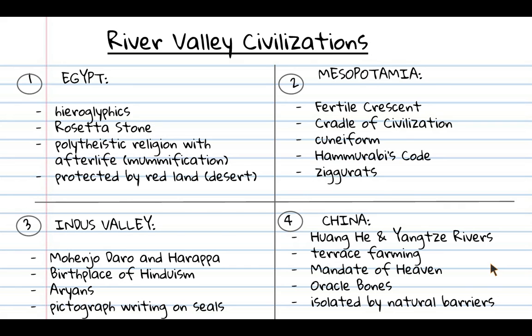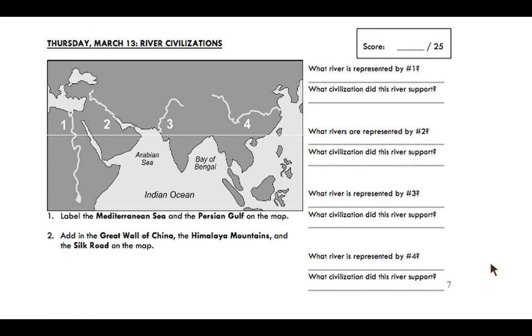If you're done copying your key points, go ahead and get started on your packet for today. Remember that the more you get done in class correctly, the less homework you have tonight. This is a long one, so I would work quickly but also work well, and just know that I have 25 questions, which is more than normal. But we got to cover each civilization. Go ahead and get started.